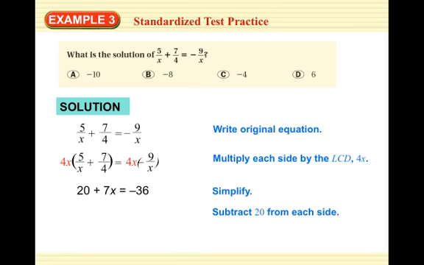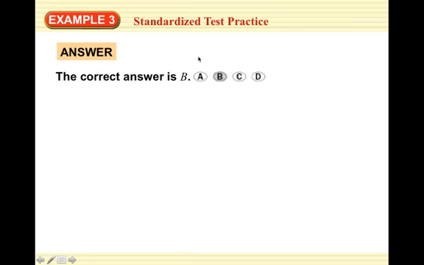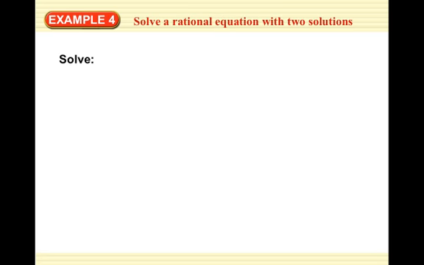All right, so we need to subtract 20 from both sides, and we'll get 7x equals negative 56. Divide both sides by 7, and we get x equals negative 8. Okay, you do always want to check these, so you want to go ahead and plug that back into your equation, and it works. So your correct answer is B.